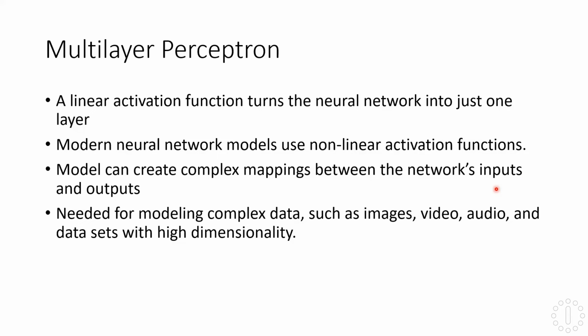If we construct the model in this way, then it can be used to create complex mappings between the network's inputs and outputs. So it can be used to model and classify more complex data. Some examples in which these neural networks are especially useful for classifying, in areas where other models aren't as successful, include images, video, and audio, as well as datasets with high dimensionality.